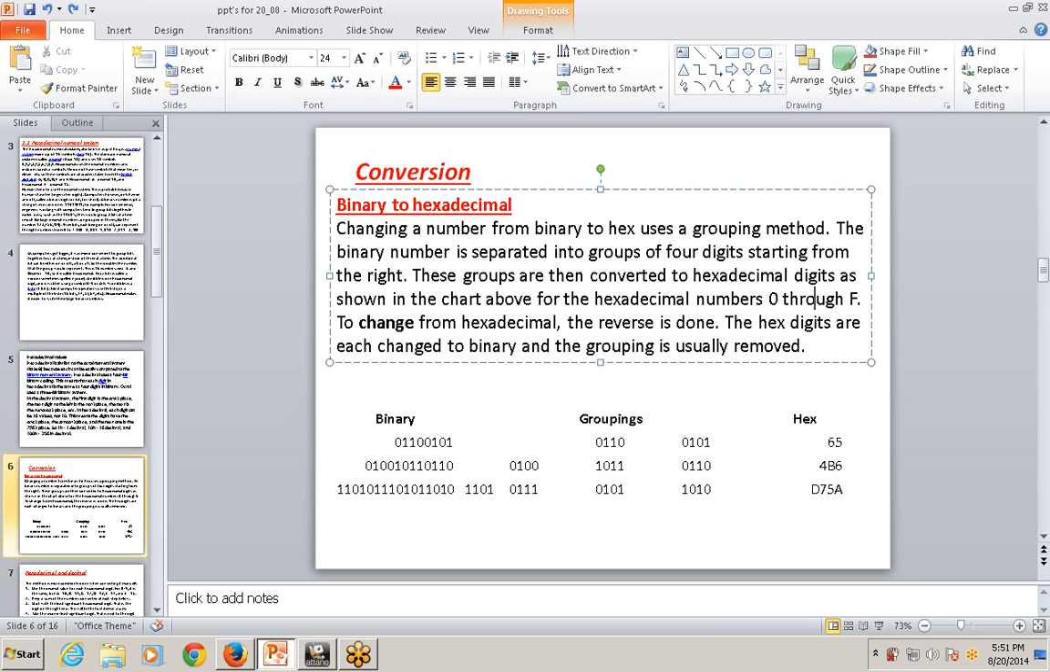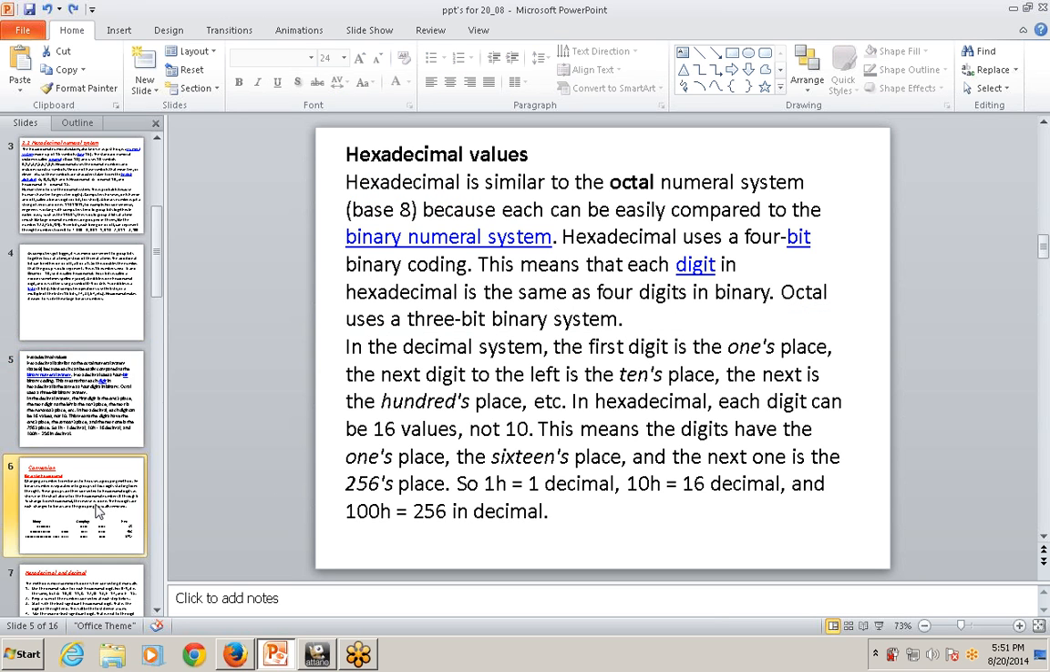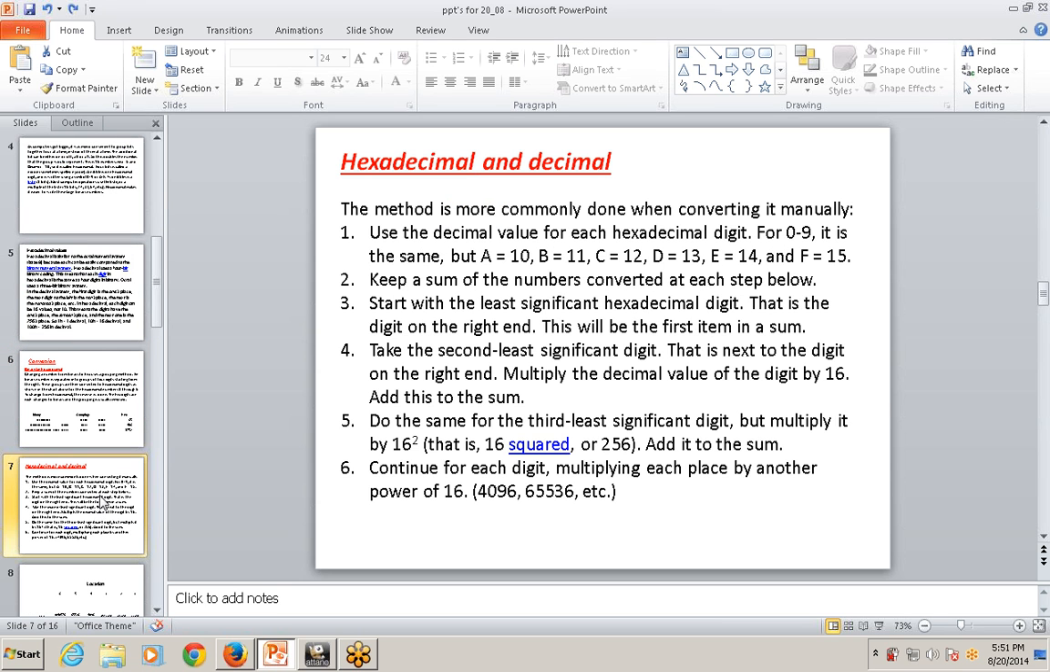To change from hexadecimal, the reverse is done. The hexadecimal digits are each changed to binary and the grouping is usually reversed. So this is how we can convert.